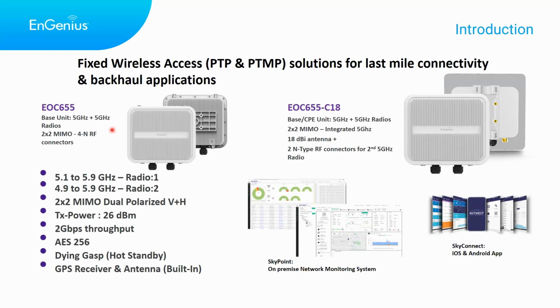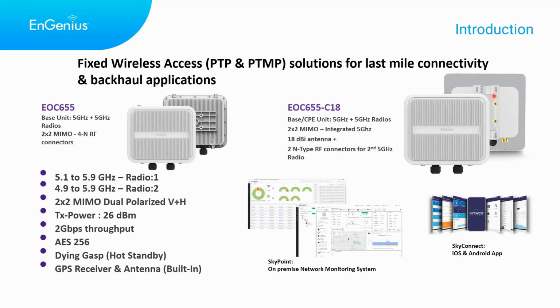Maybe radio 1 faces the east side of your point-to-point connection, while radio 2, if you have an external antenna, faces the other direction if you want to do point-to-multipoint. So it's very flexible, this EOC series, and you can do a lot with it.